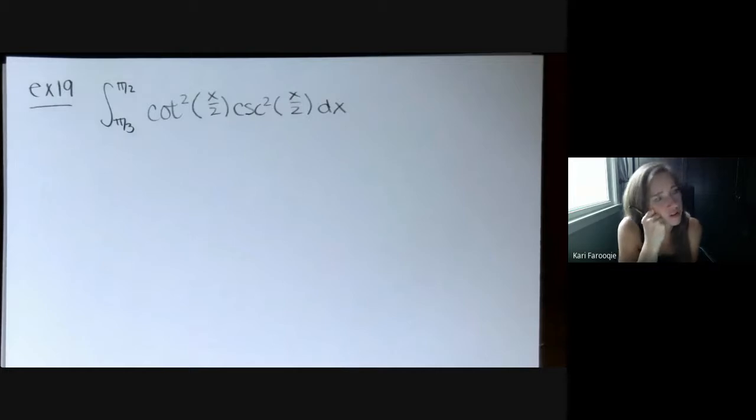Trying to remember if I did one similar to this on the asynchronous notes, and I think I did. It wasn't using these two functions, but it was the same concept. This time we'll just apply the definite integral here. I want to say on your asynchronous notes, it was something like tangent to the 7th times secant squared something.